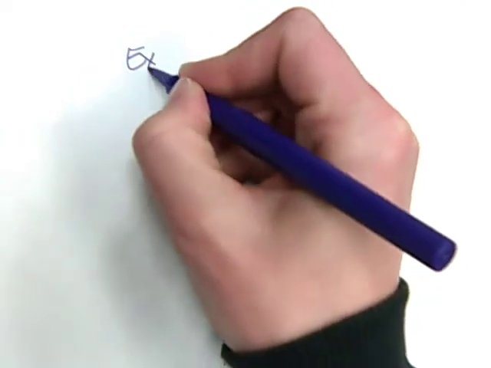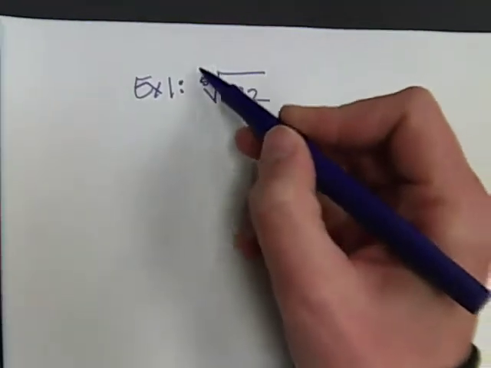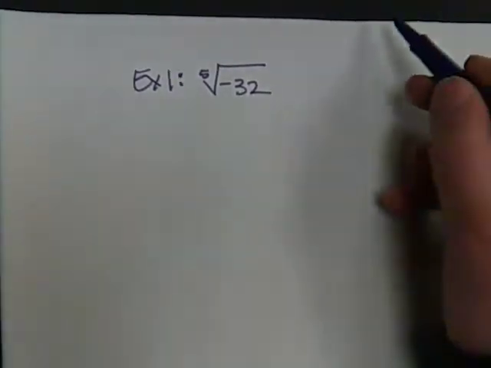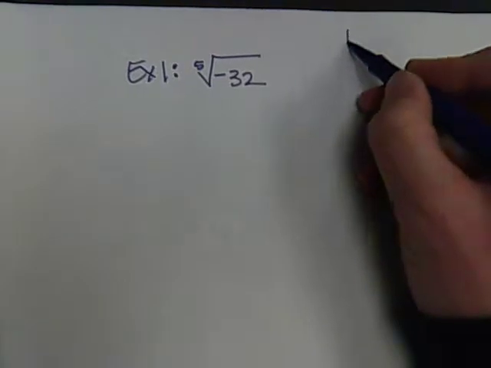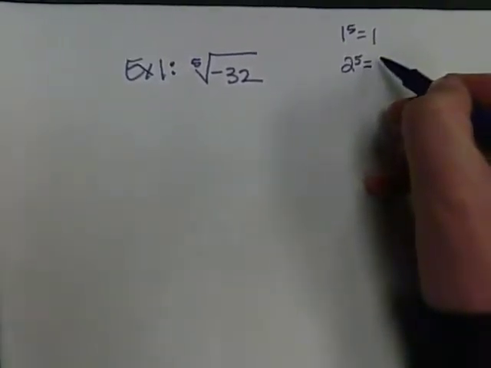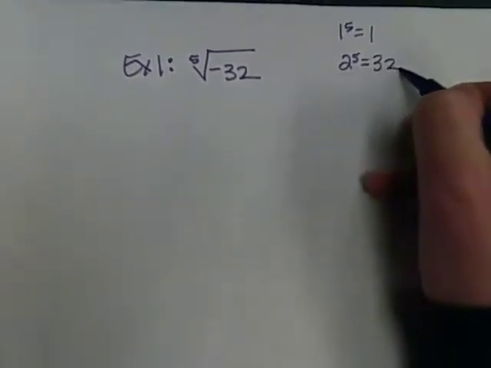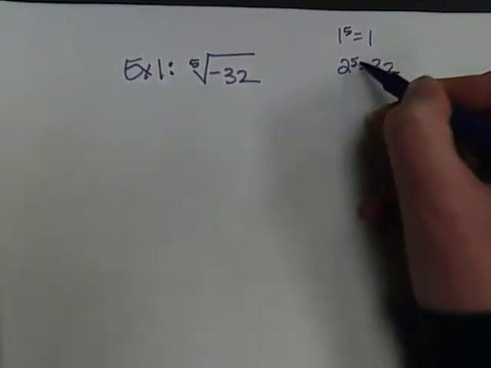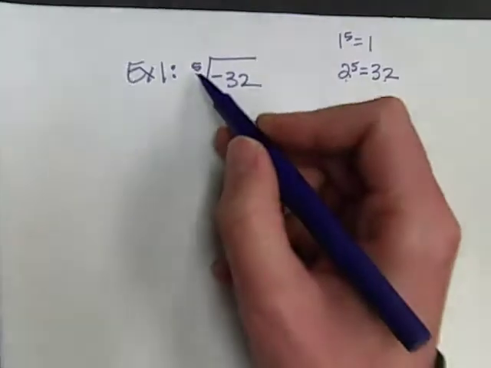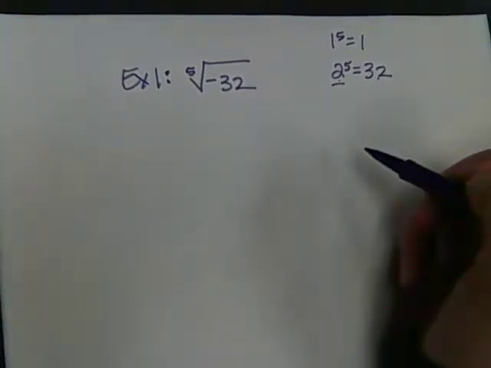Example 1 asks for the fifth root of negative 32. When I look at that fifth root, I want to think about the fifth powers that I know. 1 to the fifth is 1, and 2 to the fifth, if I figured that on my calculator or in my head, is 32. So if 2 to the fifth is 32, the inverse, fifth rooting, is going to be 2.